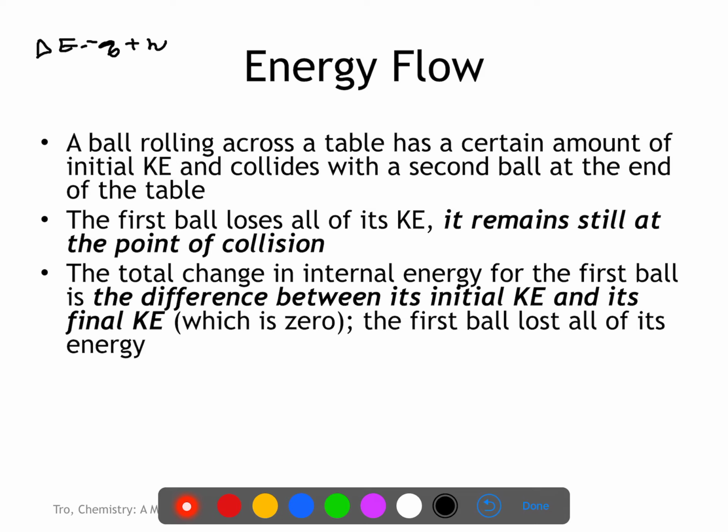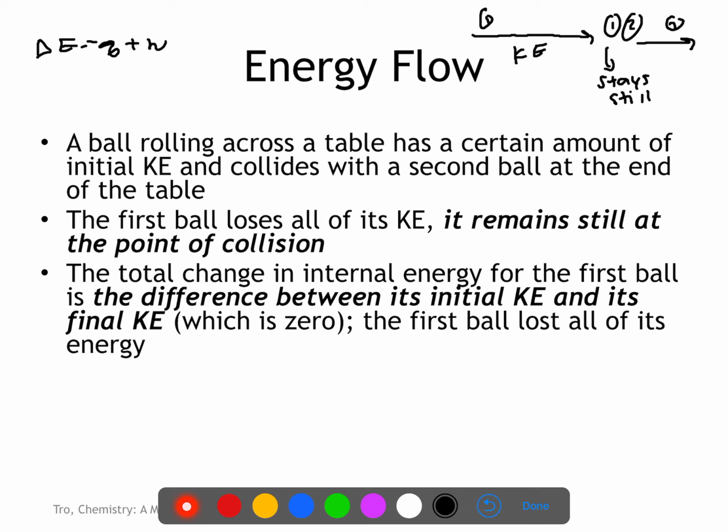The ball had an initial amount of kinetic energy and was rolling along, and then it collides with this other ball. So this is ball 1, and this is ball 2, and the second ball keeps moving, but the first stays still. That kinetic energy is lost because it remains still, so it's 0. However, that energy doesn't just go nowhere. It has to have been transferred to the surroundings.